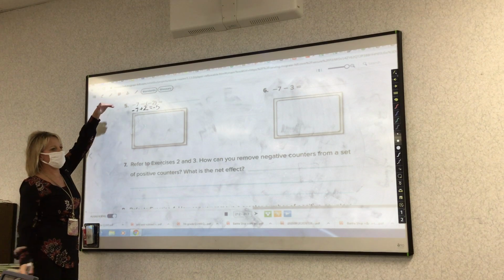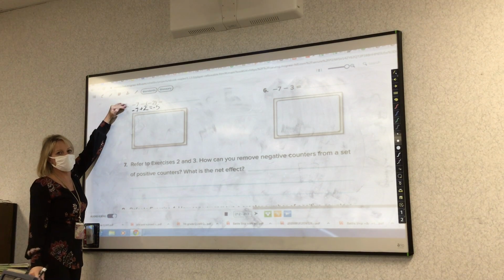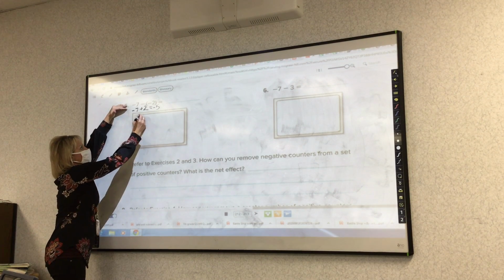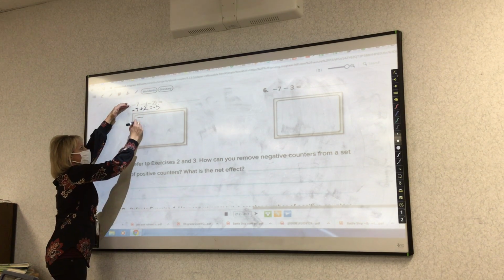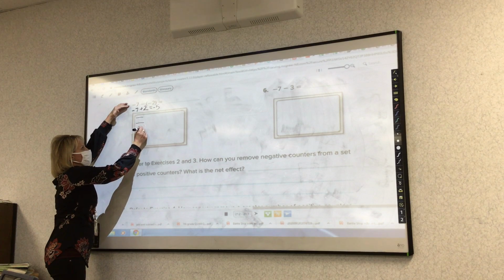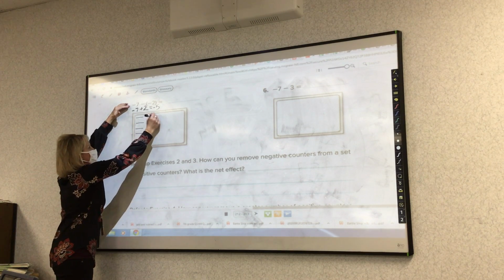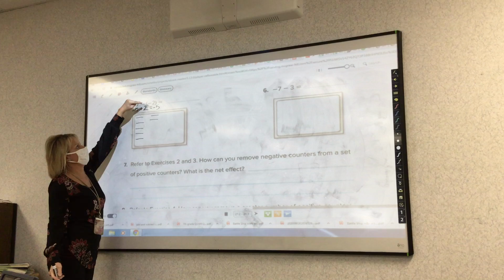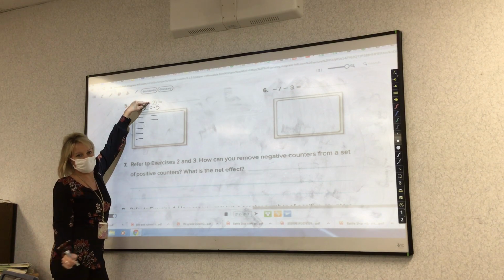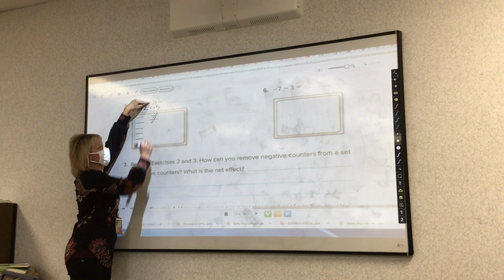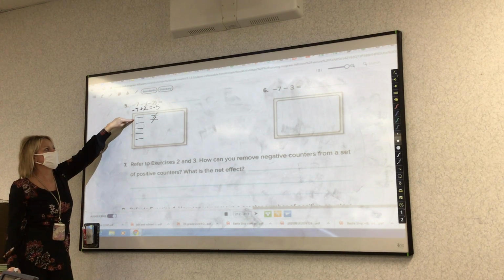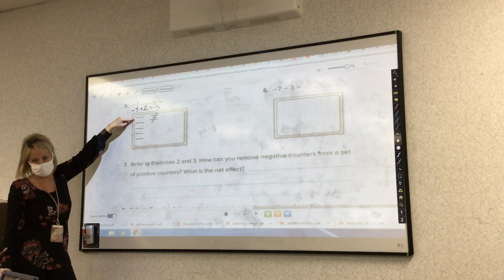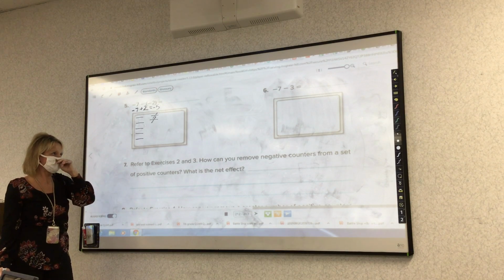So let's go back to writing it with our counters. I have 7 negatives, because it's a negative 7. So 1, 2, 3, 4, 5, 6, 7. Can I take away 2 negatives? Yes. 1, 2. What am I left with? 5 negatives. So it'd be negative 5.